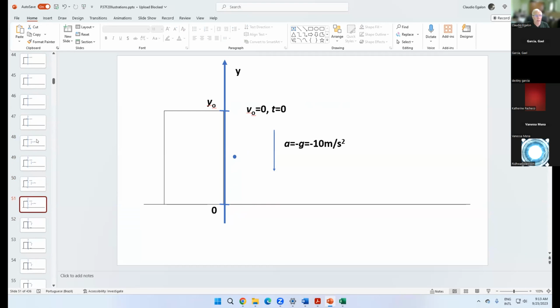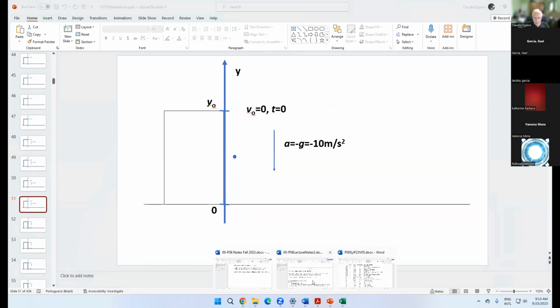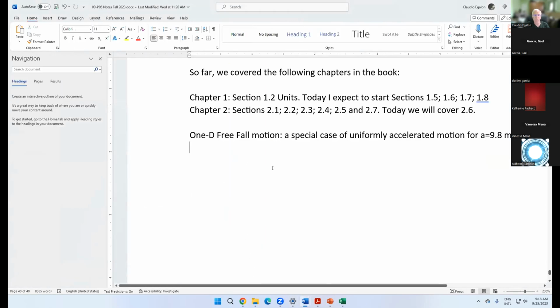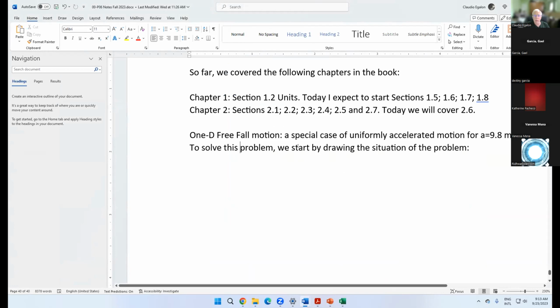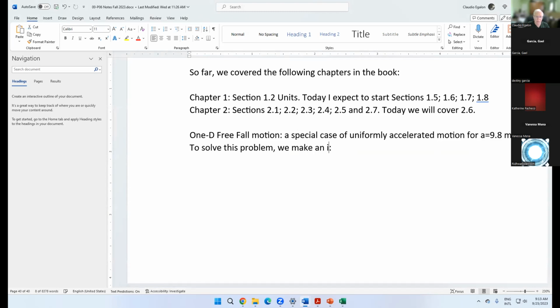And how do we? So let's write it down here. To solve this type of problem, we start by drawing the situation of the problem, right? To solve this problem, we do an illustration. We make an illustration, right?